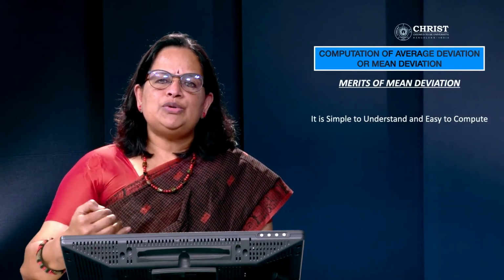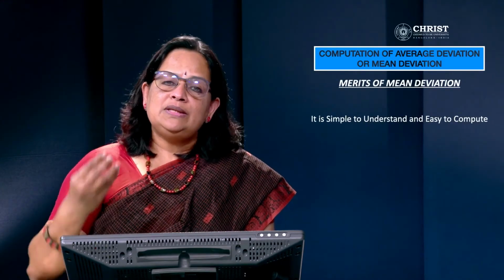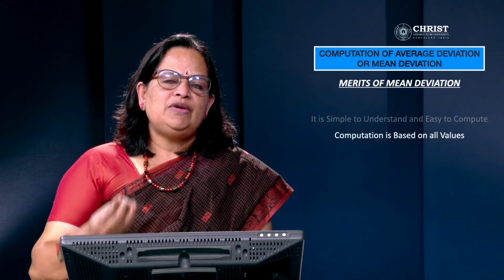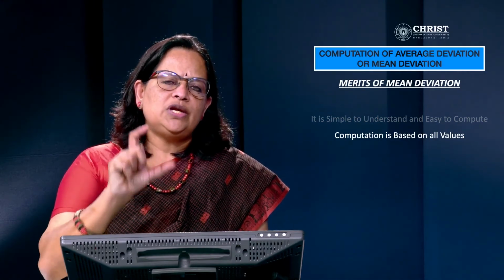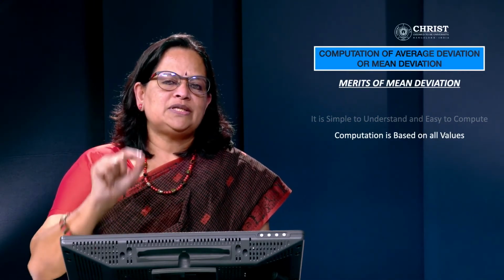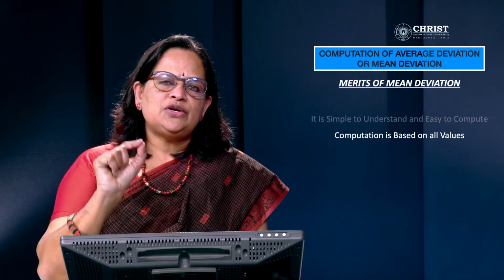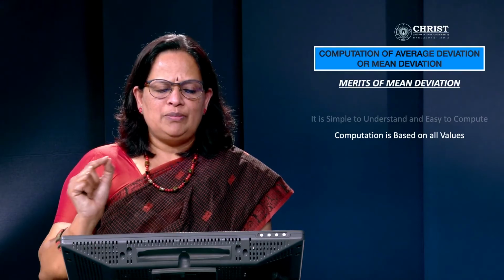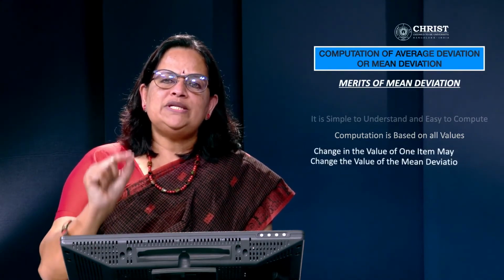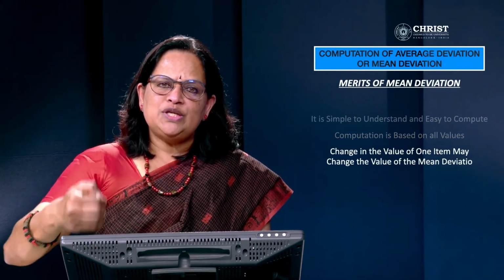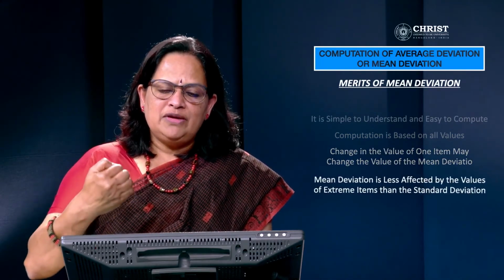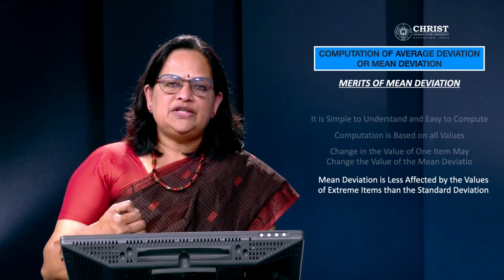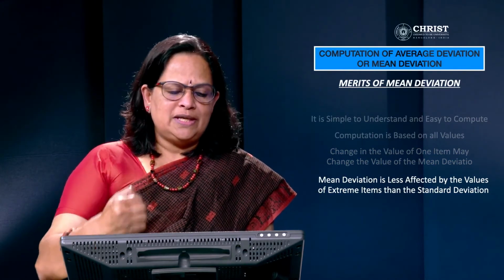Now the merits of mean deviation. Mean deviation is simple to understand and easy to compute. Another thing you have to remember, all the values are considered for the computation. We have seen that range uses only two values, lower limit and upper limit, and quartile deviation considers only 50% of the values, whereas for mean deviation we are considering all the values for computation. Now change in one value may change the value of mean because computation is based on all the values. Mean deviation is less affected by extreme values than standard deviation. So this is another advantage over the standard deviation.